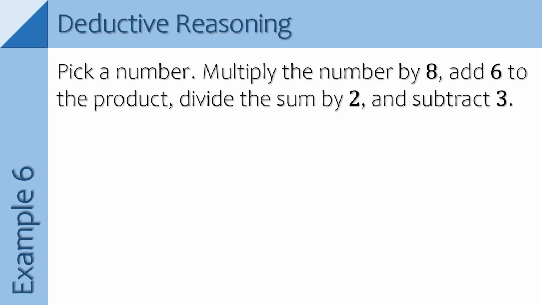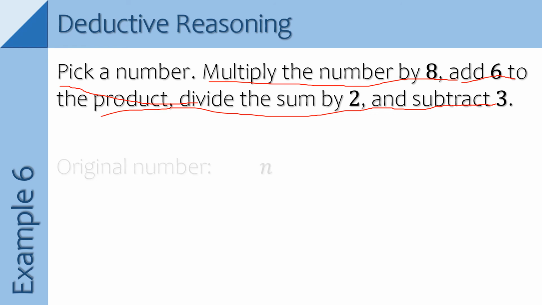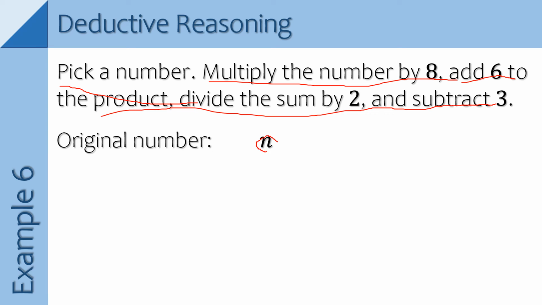So for you to understand, here is our example. Consider the following procedure. Let us use deductive reasoning to show that the following procedure produces a number that is 4 times the original number. Pick a number, multiply the number by 8, add 6 to the product, divide the sum by 2, and subtract 3. In deductive reasoning, we use a general example. In this case, let us use n as the representation of a general number. n also stands for the variable.